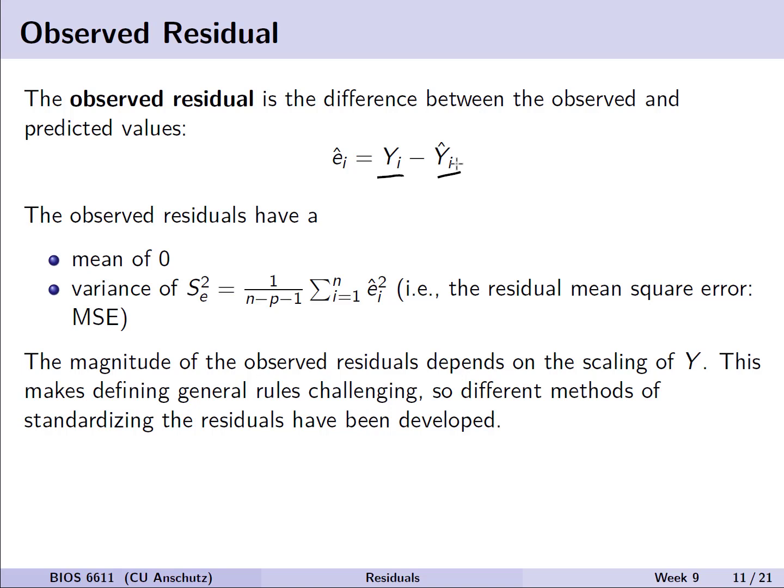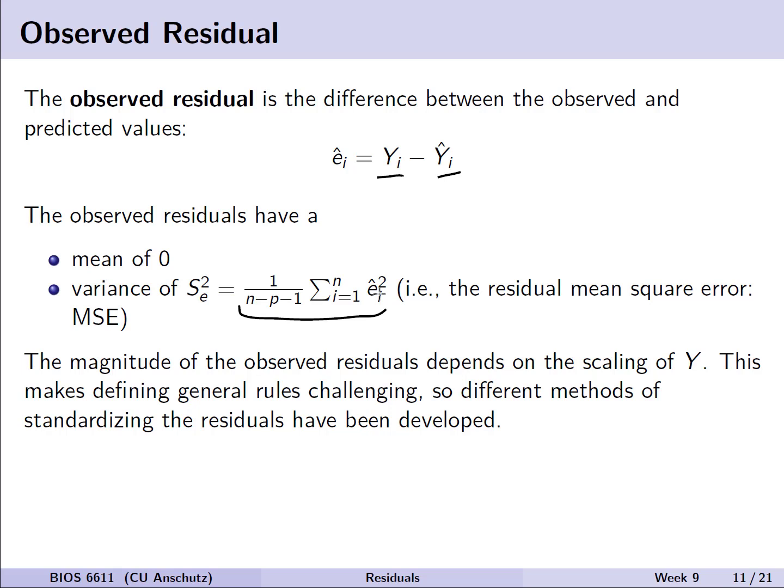As we stated based on our assumptions, the observed residuals have a mean of 0. They also have this variance term we could calculate if we needed to or were interested in, which also corresponds to the residual mean square error, or MSE. And we can note that this then, of course, is that assumed normal distribution of our residuals, or the underlying error.